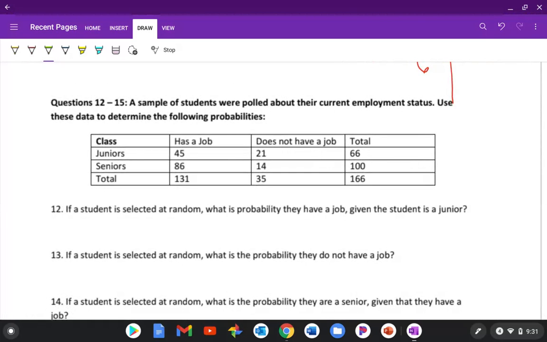So this is where you want to look at the given things. The first one says, if a student is selected at random, what is the probability that they have a job given the student is a junior? So we start with this.